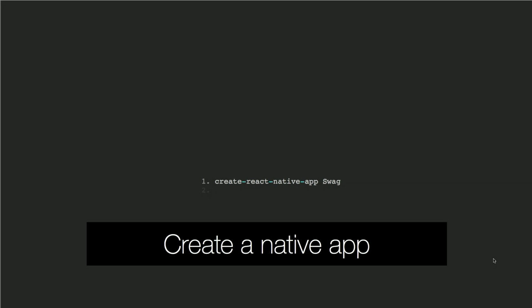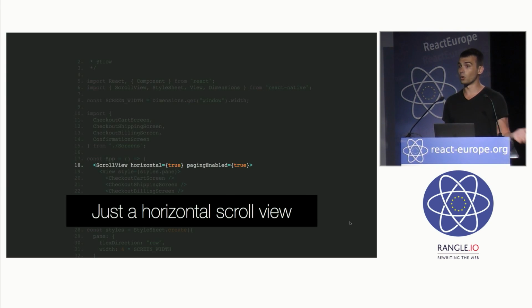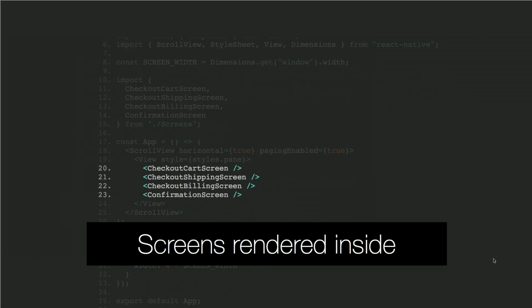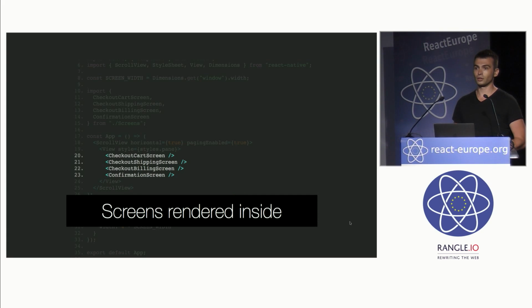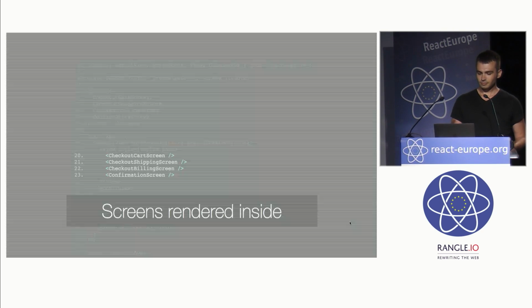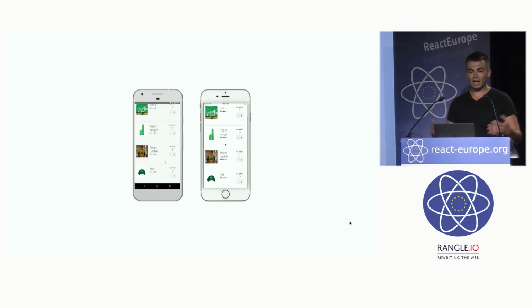They started by running create React Native app, swag. They just want a very simple swag app, right? At the beginning, they didn't have any navigation at all. They just rendered a horizontal scroll view and rendered the screens inside. For a moment, let's assume that all of these screens have independently connected themselves to something like Relay or MobX or Redux.